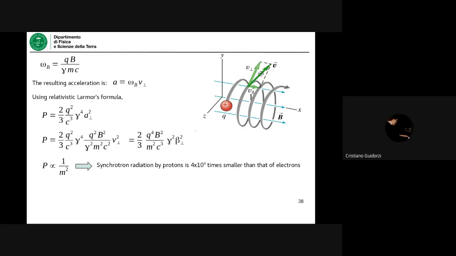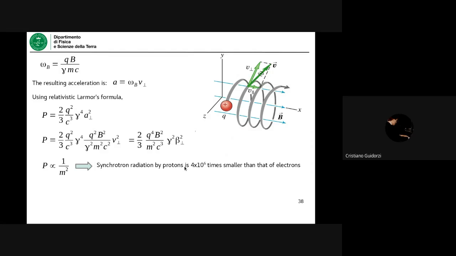Again, this is a reminder why I keep saying sometimes electrons. Imagine you have one electron and one proton traveling with the same Lorentz factor and the same angle within the same magnetic field lines. If you compare the power lost by the two particles, you immediately see that the dependence of 1 over m squared tells you that the radiation emitted by an electron will be 4 million times greater than that of the proton.